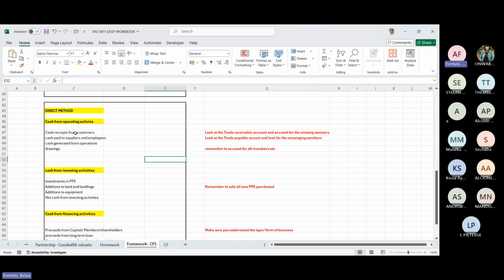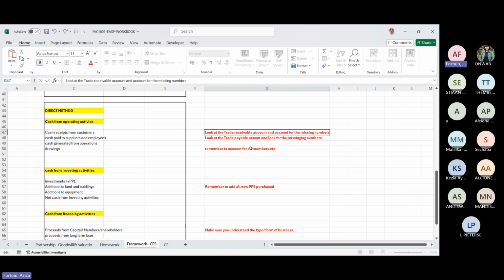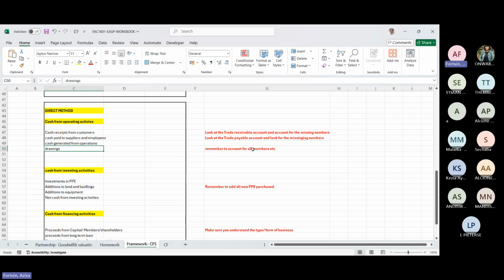So let's look at cash receipts from customers. You look at your trade receivables account and always look for that missing number. What you do is you draw T accounts up to do your cash receipts from customers. Cash paid to suppliers, you look at your trade payables account, and you look for your missing number as well, right? Drawings, if you're doing a members' business, remember to take all the drawings into account.